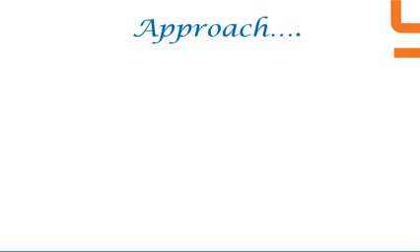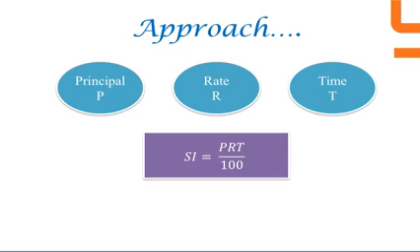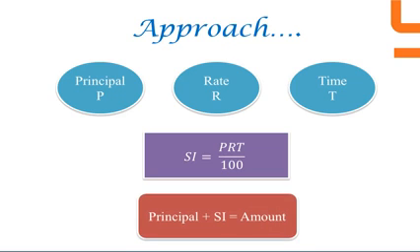There are three basic quantities which form the core of any question in this section: principal P, rate R, and time T. The relation connecting these three quantities is given as simple interest, denoted as SI, equal to P into R into T divided by 100. Also, the amount obtained at the end of the time duration is obtained as the sum of principal and simple interest. That is, amount equal to P plus SI.